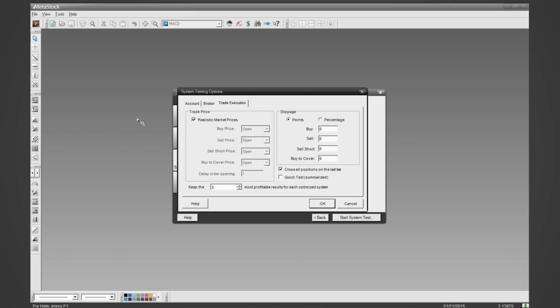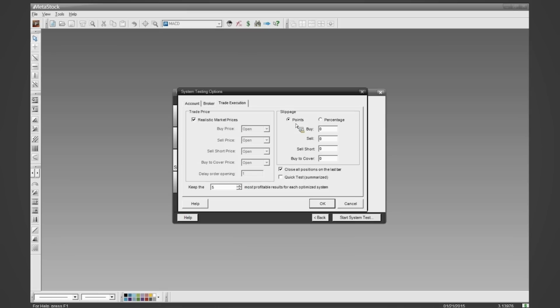Trade execution. So this is the last tab we'll cover here. But what trade execution does is it basically says, how do you want the system to trade for you? And the best thing to do, in my recommendation, is to really leave this alone until you get really advanced with it. But what realistic market prices is, let's say I get a short signal today. Well, when am I really getting into that trade? Well, I usually wait for the close of the bar, so I'm not getting into that trade until the next trading day. And that's what realistic market prices does. It waits for that next day.